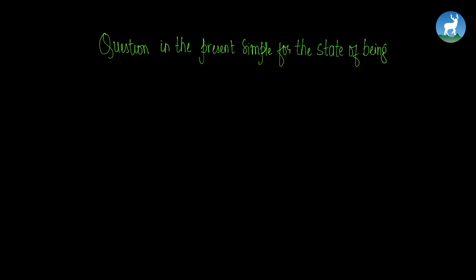Now let's see the questions in present simple for the state of being. The question sentences, we also call them interrogative sentences. So we shall now learn how to form questions in the present simple for the state of being. So here we simply invert the subject pronoun and the verb to be.